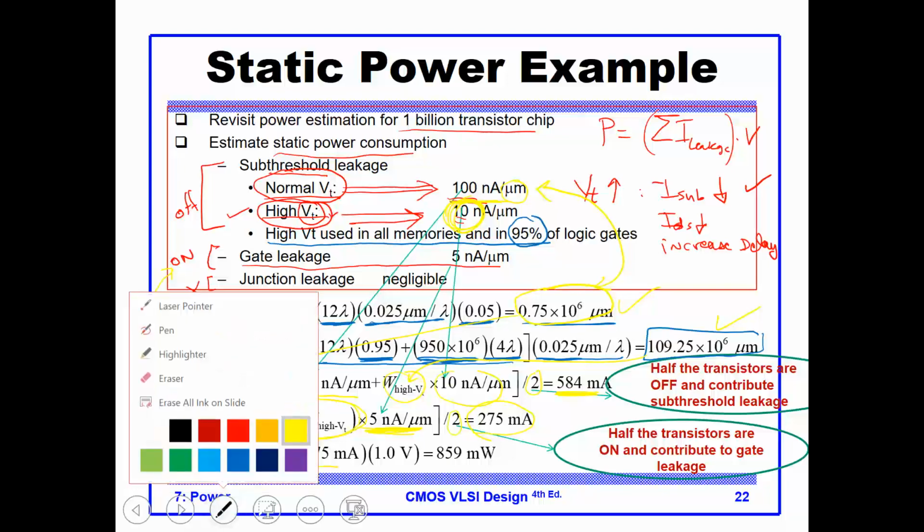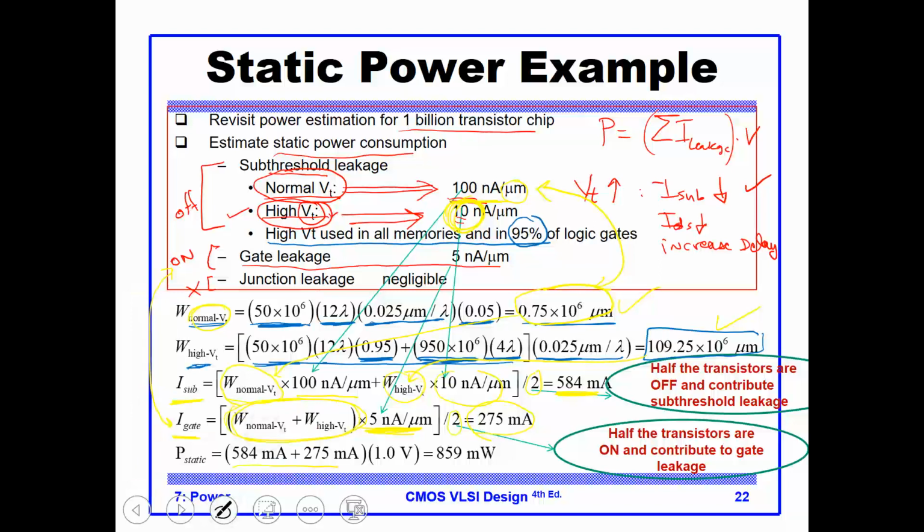Now what you do is add the subthreshold current with the gate leakage current. So that is the total leakage. Multiply the total leakage current by the voltage, and here you get the static power. Okay, all right. So this is the example which explains how I compute this for this particular example.